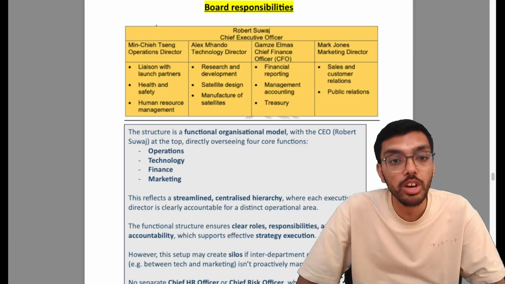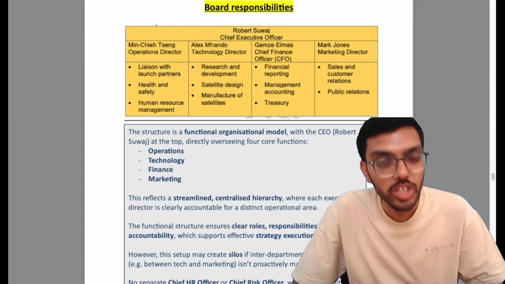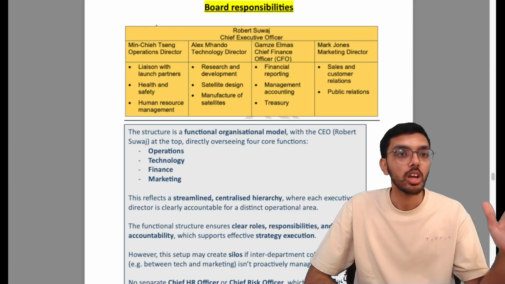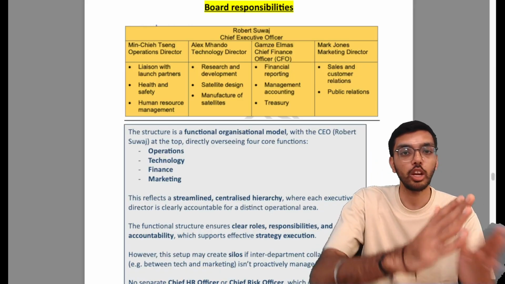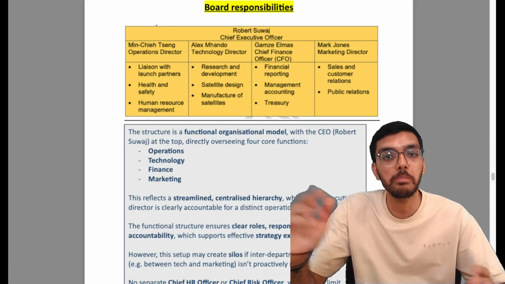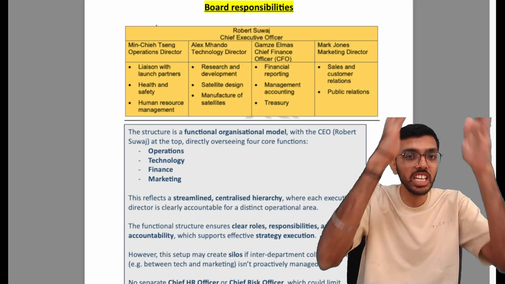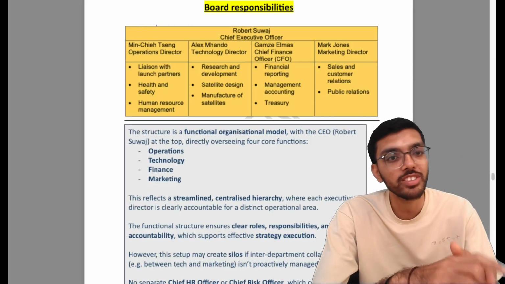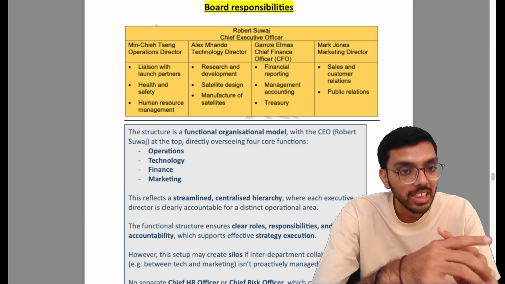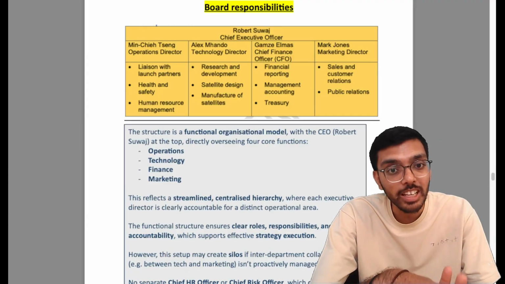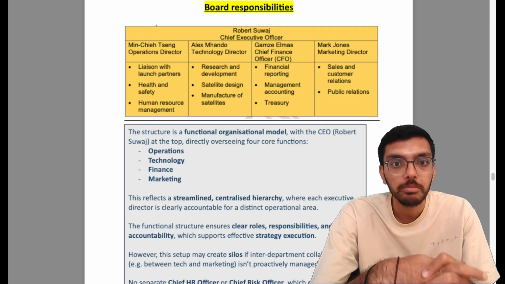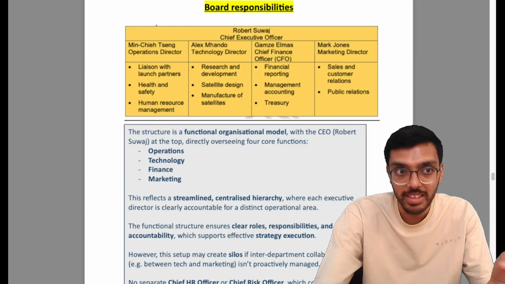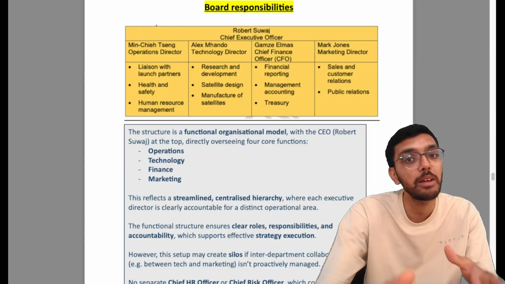Now they've given us some board responsibilities. Just an image has been provided over here where they tell us that Robert is at the top. Under him are the operations director, technology department, finance department, and marketing department. Then each director deals with things which are related to their department. So for example, operations deals with liaison, health and safety, human resources. Technology deals with research, satellite design. Finance deals with financial reporting, treasury. Marketing deals with sales and after sales service, and public relations.